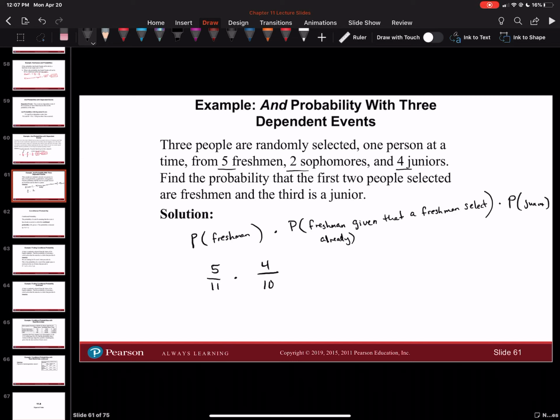And it's out of what? 10 people left. Then, if we look at juniors, we have what? 4 juniors. Since I already selected another freshman, I'm missing another person, so it'll be out of 9. Now, when I multiply all these together, all right, I'm going to wind up getting what? 8 over 99. So you just put in the calculator, you're just multiplying all these different factors together. Now, a lot of this stuff reduces. But when you put in the calculator, you just get 8 over 99. It automatically reduces for you.